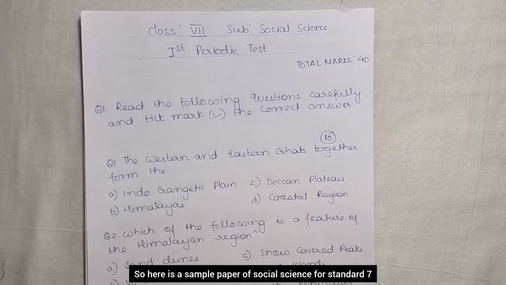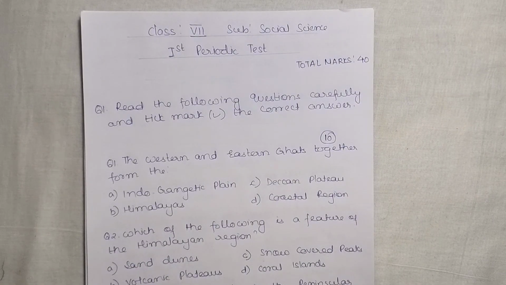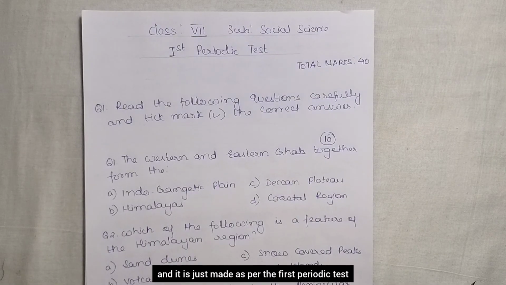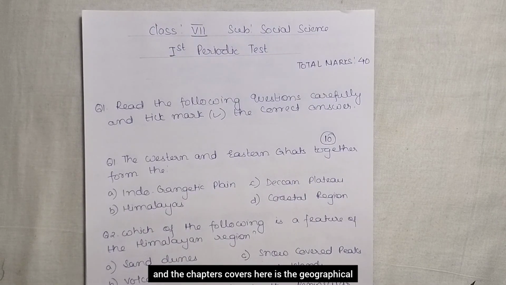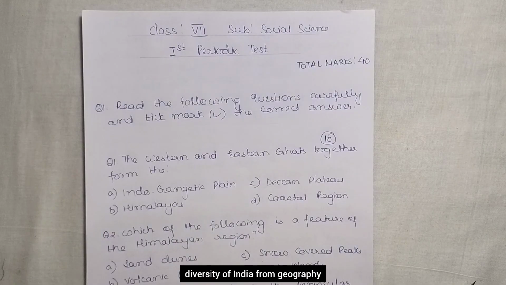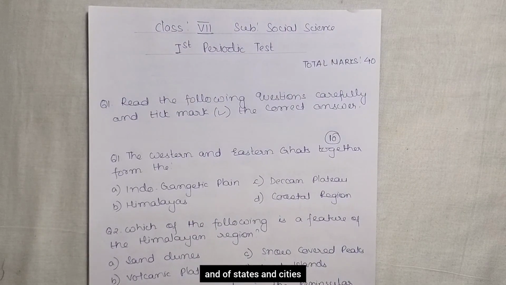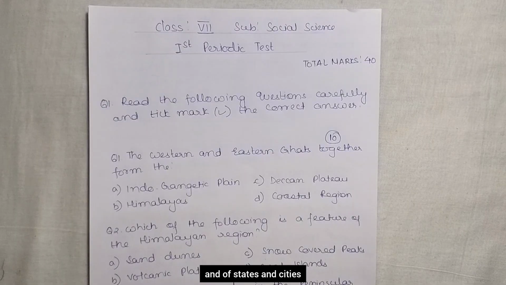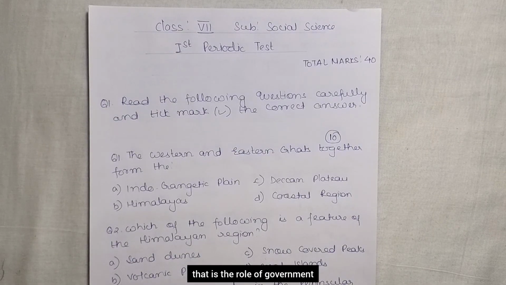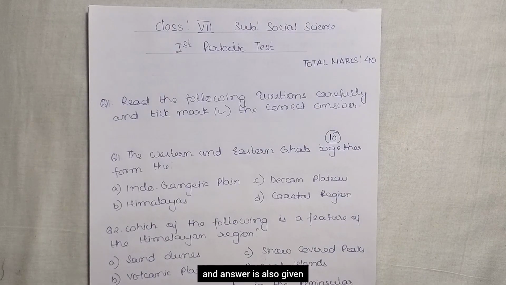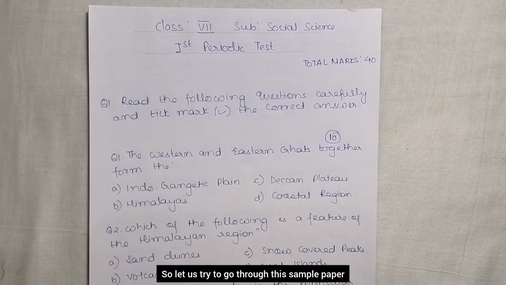So here is a sample paper of social science for standard 7, made as per the first periodic test. The chapters covered here are the geographical diversity of India from geography, new beginnings and states and cities from history, and then the role of government from civics. The total mark is 40 and answers are also given. So let us try to go through this sample paper.